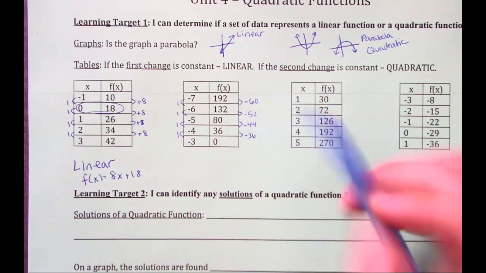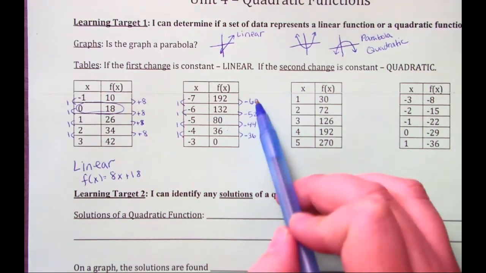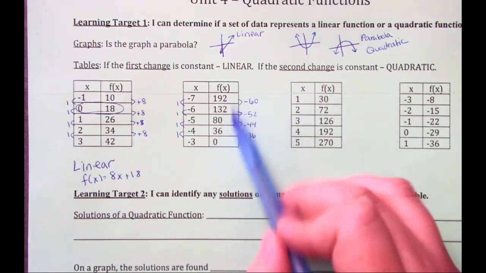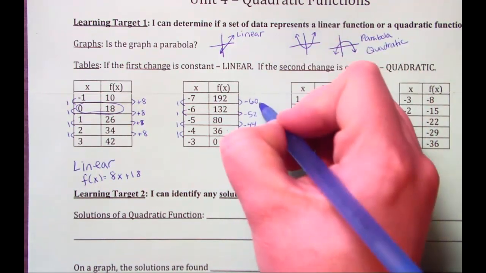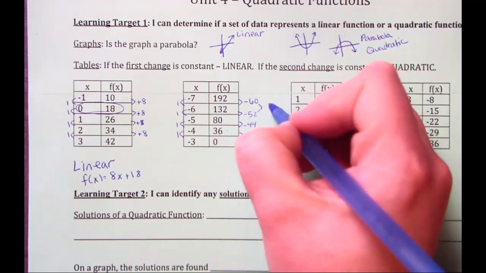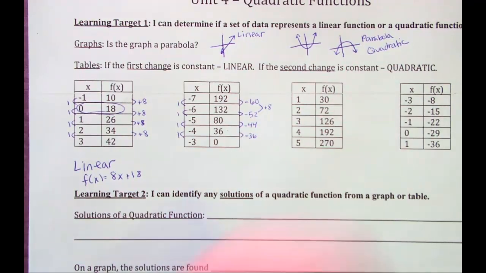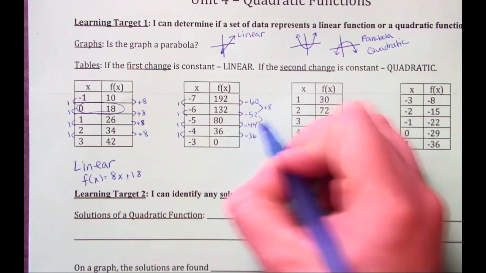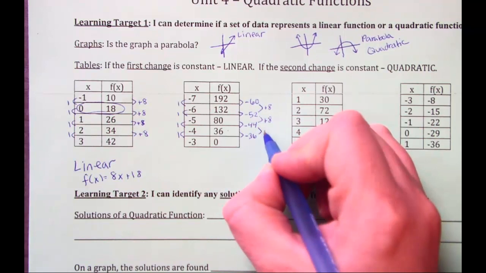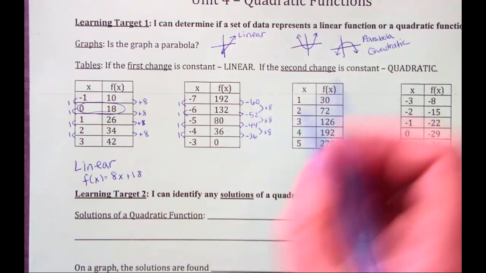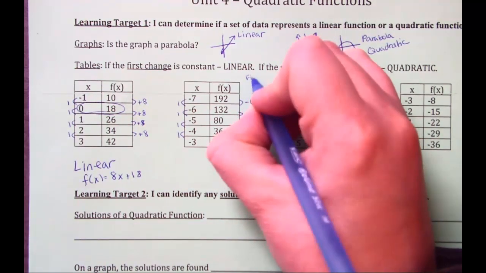So it's not constant. However, if we take the second change, that's the change of the change. So now we do the same thing that we did here to get these numbers, but now we do them with these numbers. So to get from negative 60 to negative 52 on the number line, you move 8 to the right. So that's up, adding 8. To get from negative 52 to negative 44, you would add 8. And to get from negative 44 to negative 36, you would add 8.